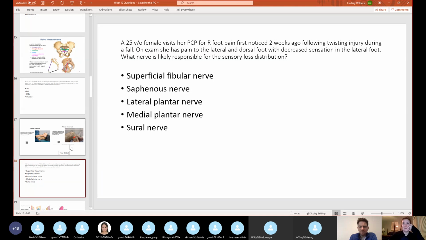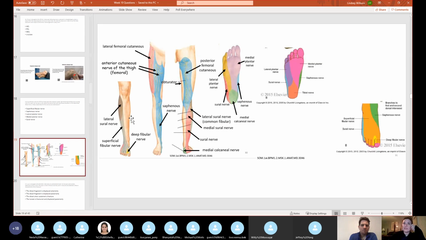What was the answer? Was it ACL? ACL, yes. Okay, and that's because it's pulling anterior? Yes, the tibia with respect to the femur. Thank you. Yeah, this one is going to be the sural nerve.